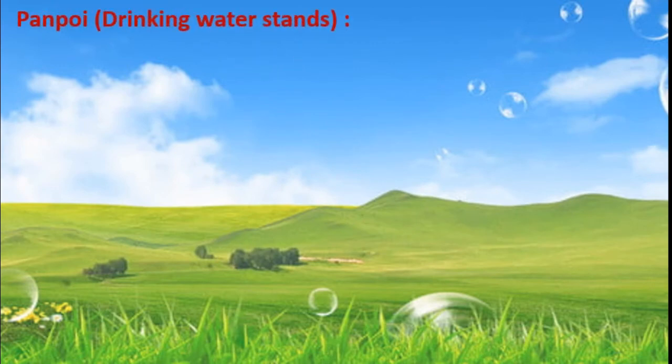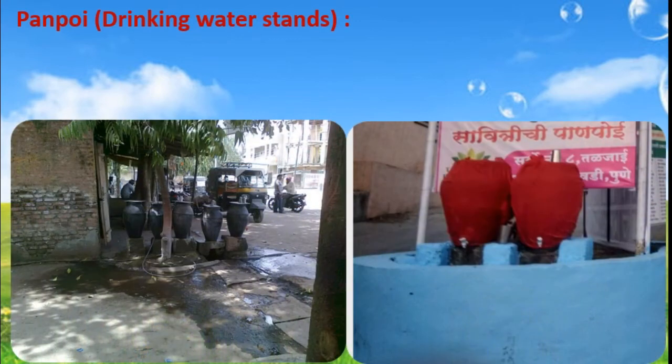Now this is one more. Pan poi means drinking water stands. You can see in the picture there are pots for drinking water.